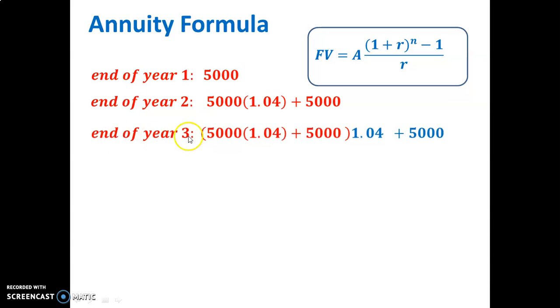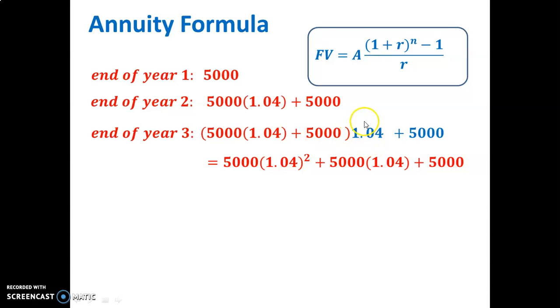Okay, then end of year 3. There's this full amount now that's been in there for another year, year 3. So they take that full amount and give you another interest on that, and then you add your extra 5,000, right? There's always that extra 5,000 you add at the end of the year. So 1.04 times all of that. Okay, so that's over 3 years.